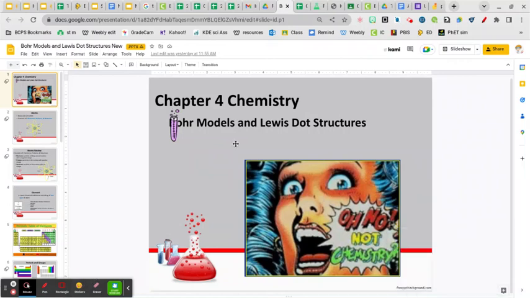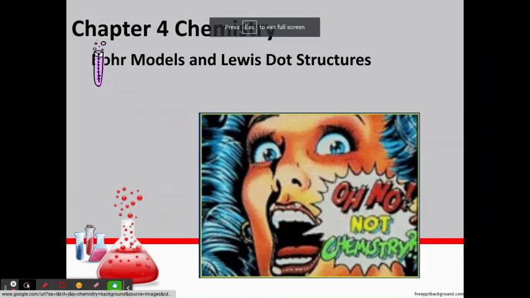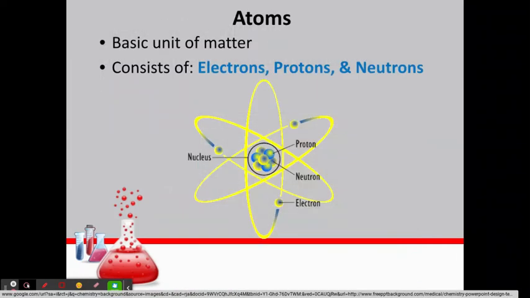Hello everybody. I'm going to try and give you a little lesson here on Bohr models and Lewis dot structures. So first, this is chemistry. Yay.